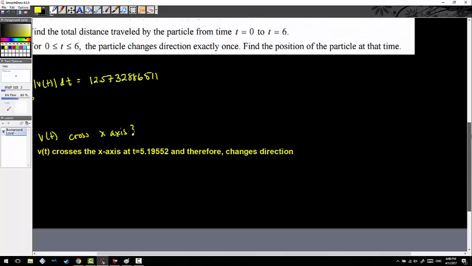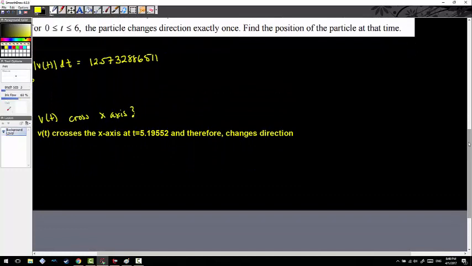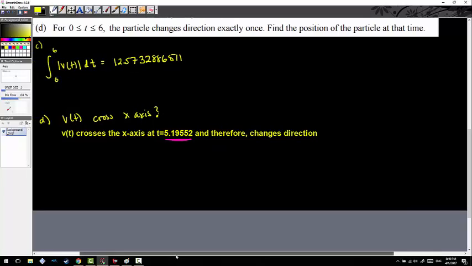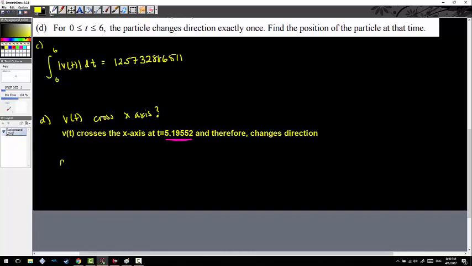The question is, find the position of the particle at that time. So in other words, I want to know what is the position right here. How do I do that? Well, if I wanted to find out a particle's position, if I was only given velocity, I'd have to use integration. So the question is, what am I going to integrate? Well, I'm going to integrate, definitely, on a definite integral, pardon the alliteration there, from 0 to 5.19552. Now, why is it from 0? Some people may think that it's because that's obviously when the time of the experiment started.